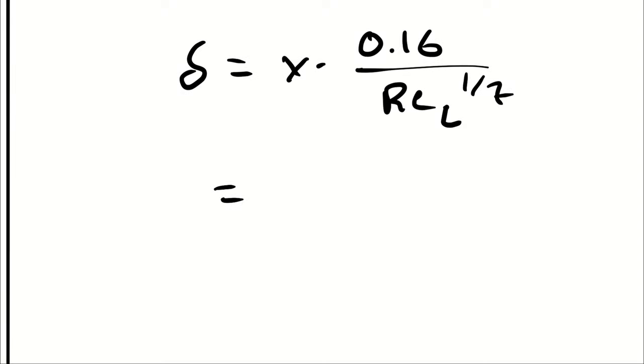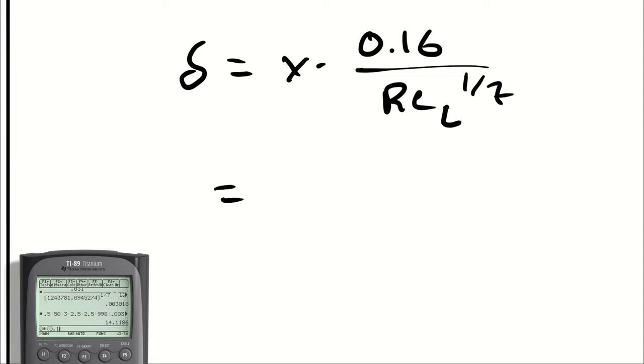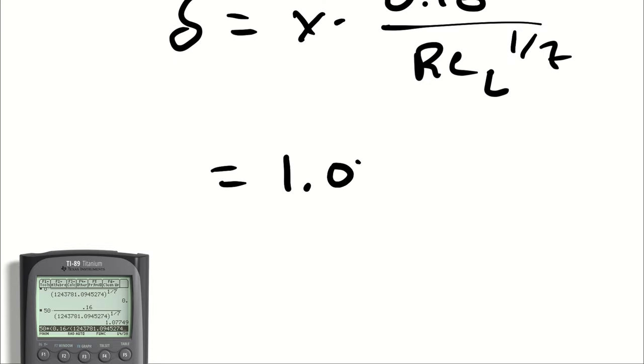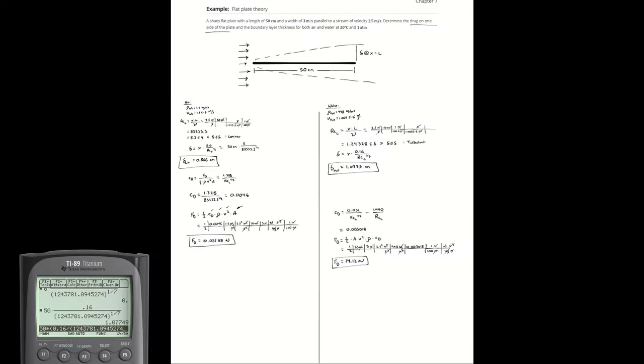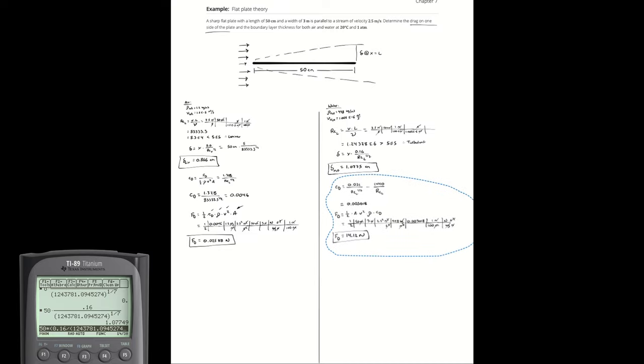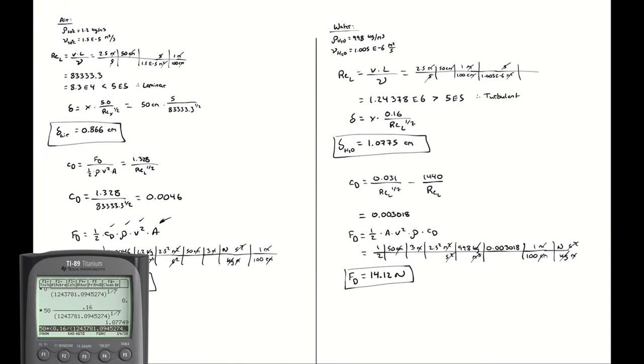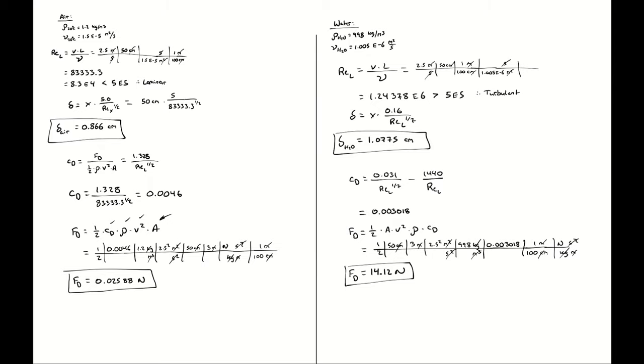So that's going to be 50 centimeters times 0.16 divided by our Reynolds number raised to the 1/7th power. And because it's my calculator, it forgot the first digit. So we get 1.077 centimeters. That's our boundary layer thickness for the water. And then I will scooch my drag force up. But it's like that never happened. There we go. For air, we had a boundary layer thickness at the trailing edge of 0.866 centimeters, primarily due to the fact that it was laminar. And then for water, we had a boundary layer thickness of 1.0775.